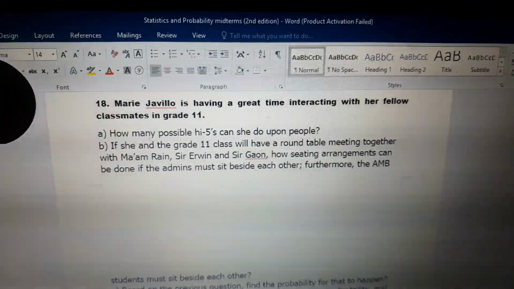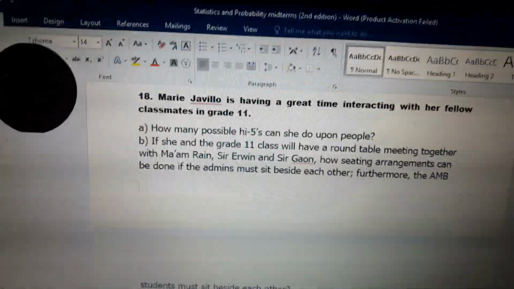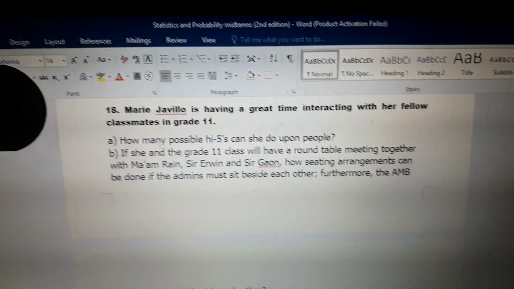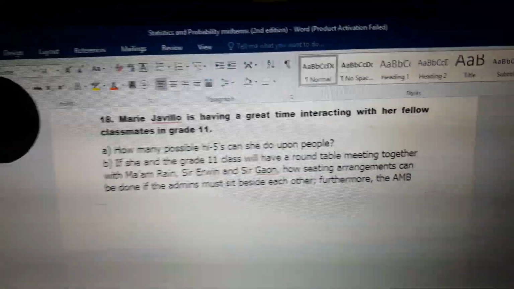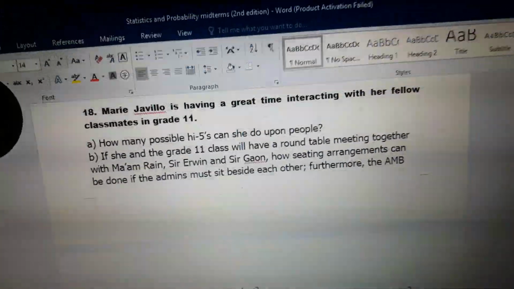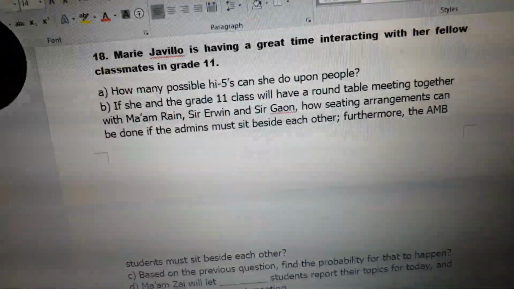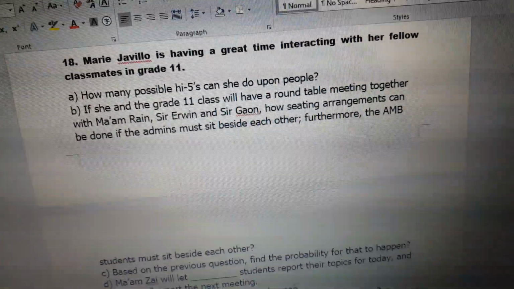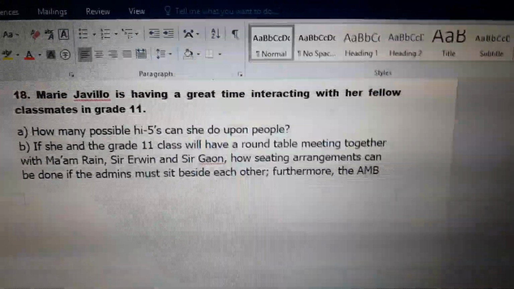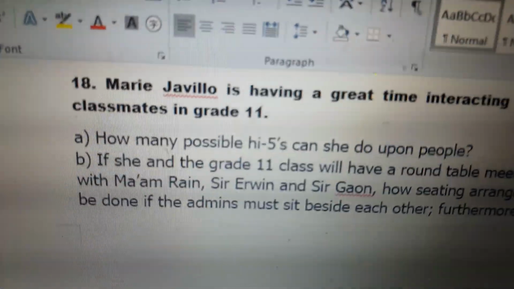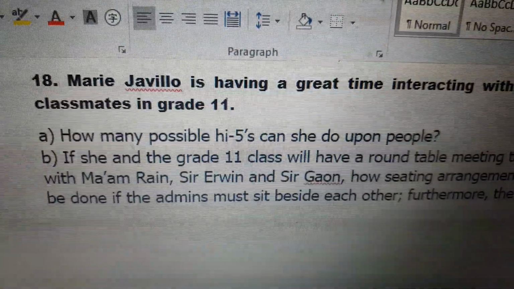Remember, I said here, if she and the grade 11 class will have a roundtable meeting together with Ma'am Rain, Sir Erwin, and Sir Gaon, how many seating arrangements can this be done if the admins sit beside each other? And furthermore, the ABM students must sit beside each other. This is a tricky combinatorial question. But don't worry, this is how the combination is implied. In this problem, if we were to do linear permutation, it goes like this. In linear permutation, how many grade 11 students are there? There are 10. And then we also have the admin: Ma'am Rain, Sir Erwin, and Sir Gaon. So the admin is 3 factorial.